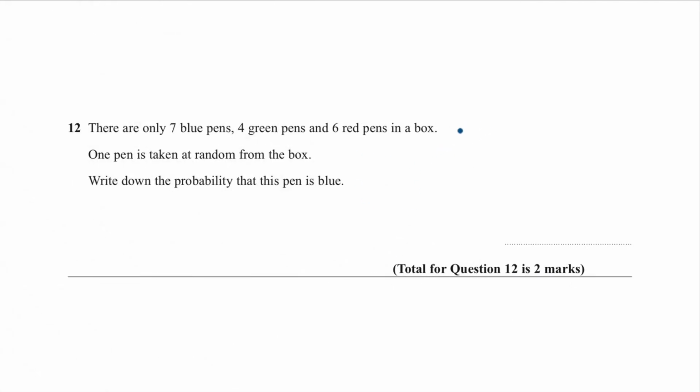Question 12. There are only 7 blue pens, 4 green pens, and 6 red pens in a box. One pen is taken at random from the box. Write down the probability that this pen is blue. Well, we need to know how many there are altogether. So 7 add 4 is 11, and 6 makes 17. So we know we're going to have 17 at the bottom of our probability fraction. And we're looking for the blue ones, so it is probability of 7 out of 17.